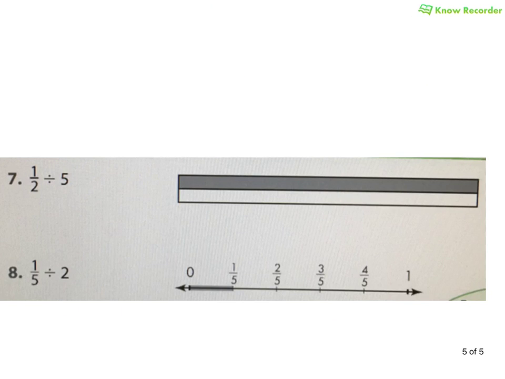Last thing I'm going to show you is how it's related to models, if they give us the problem and they want us to cut it up, or on a number line. So in number 7 over here, this says 1/2 divided by 5. So when I look over here, I have, and I am working on saying less.